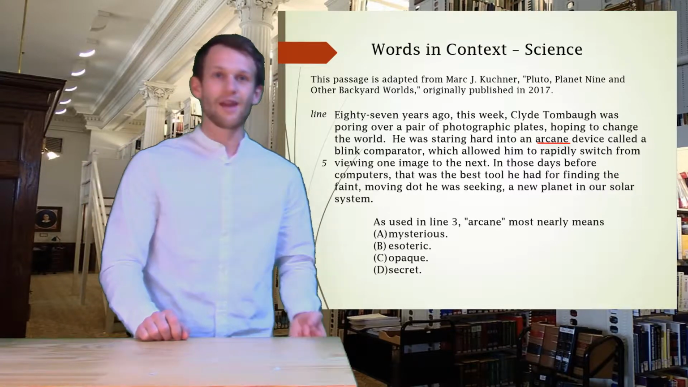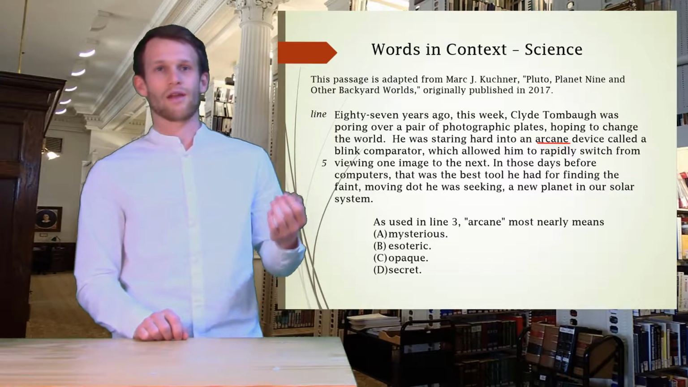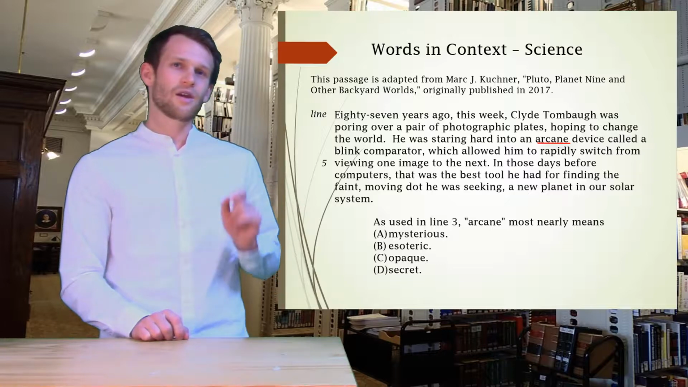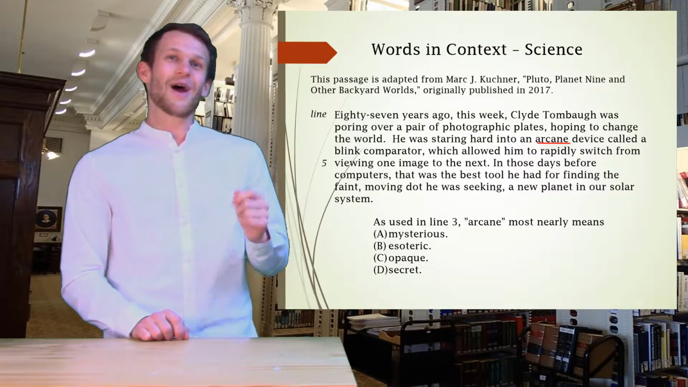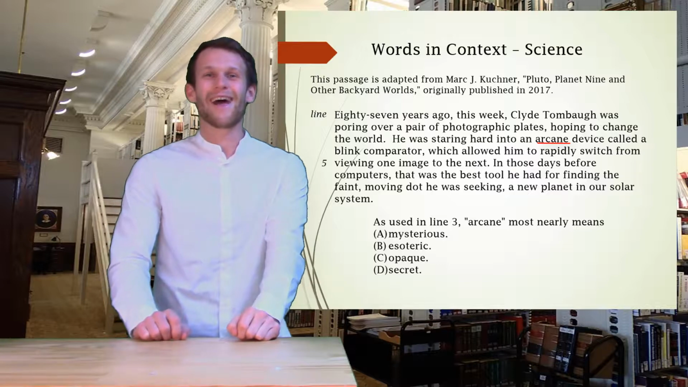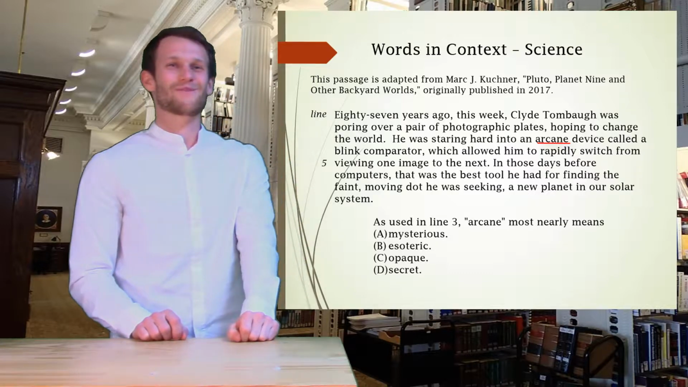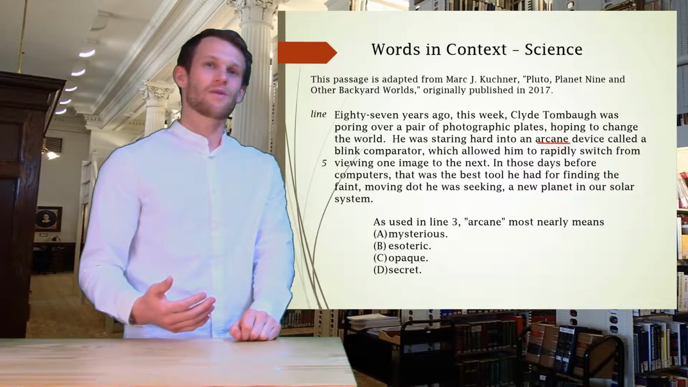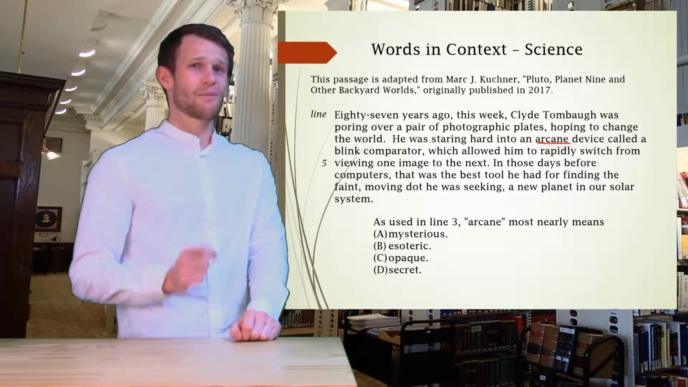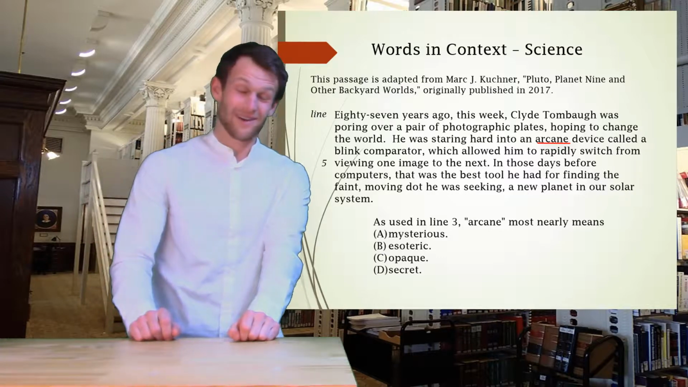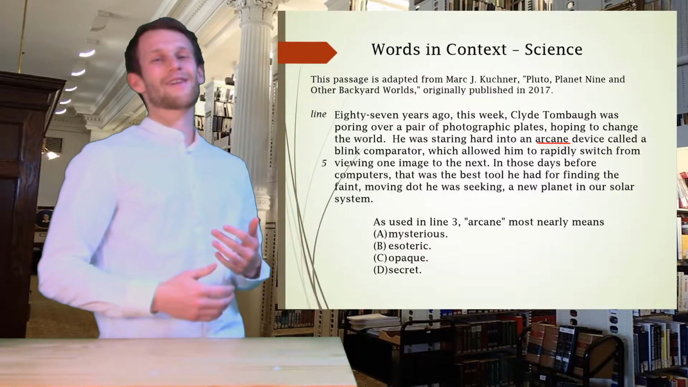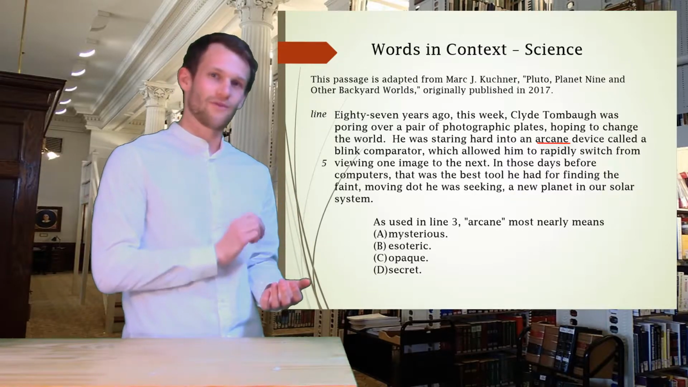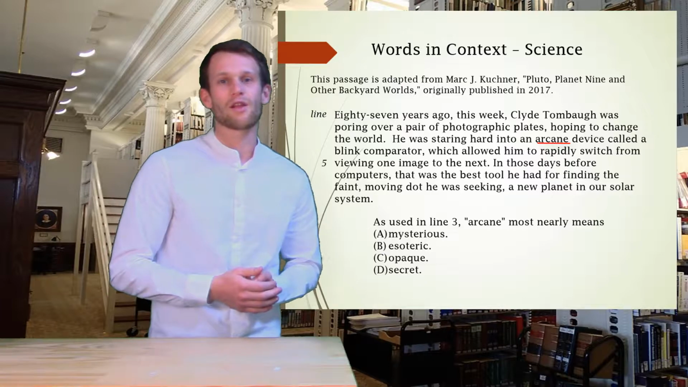So here we have the sentence, or the context for this word: he was staring into an arcane device called a blink comparator, which allowed him to rapidly switch from viewing one image to the next. I've never even heard of that one. Good, so it's arcane, we can figure, because, like I said, I've never heard of a blink comparator. I can hardly even pronounce it. So we know that this is a sign that it's an older, not used, and very specific device. So we're looking for a word that means specific.